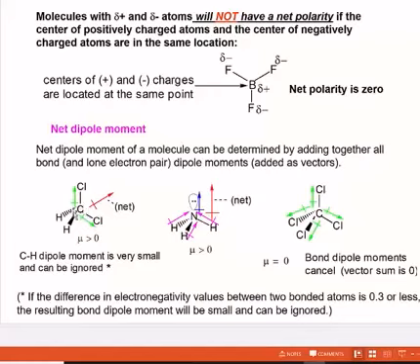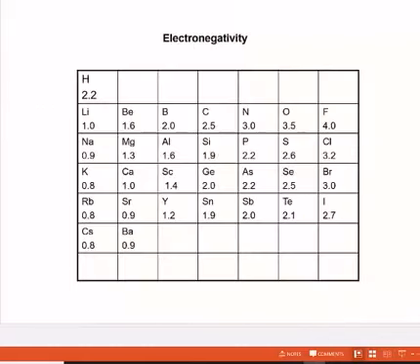Now I've got the carbon-hydrogen bonds here. They don't have the same electronegativity, but in fact, let's go to the table and look at them. Carbon's 2.5, hydrogen's 2.2. The difference in them is such that the hydrogen, being a lower electronegativity, would be the positive end of that bond dipole, and the carbon would be the negative end.